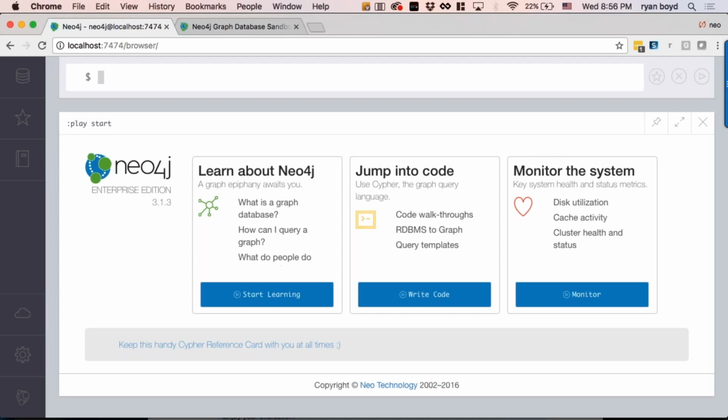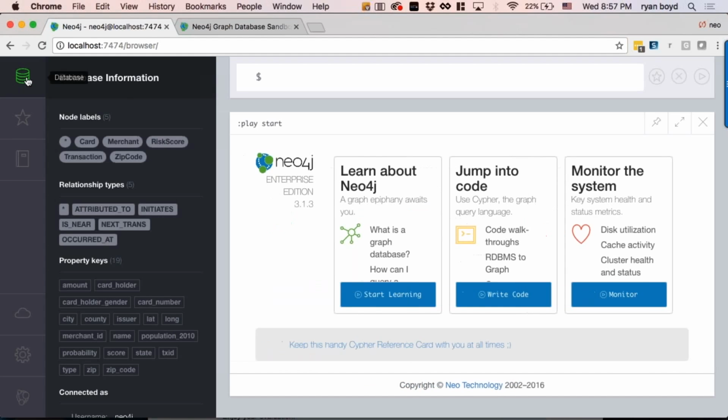There are BI tools and visualization tools available from third parties that are especially designed for graphs, things like Linkurious. So you can check those out if you're looking for something for your end users. But this is the developer interface, and we can see here I've logged in, and on the left-hand side we see the different types of nodes we have in our graph. In this case, I have a card, I have merchants, I have risk scores, I have transactions, and I have zip codes.